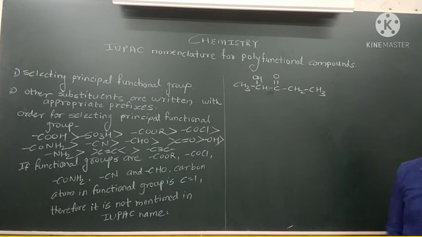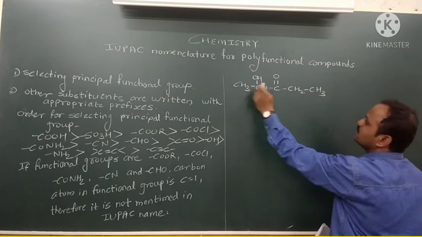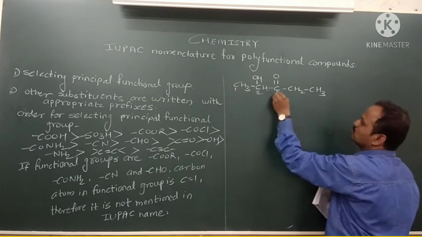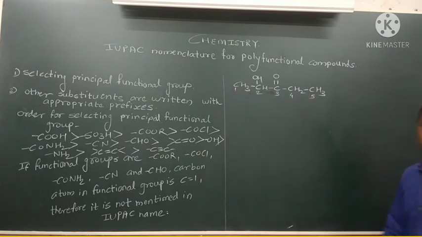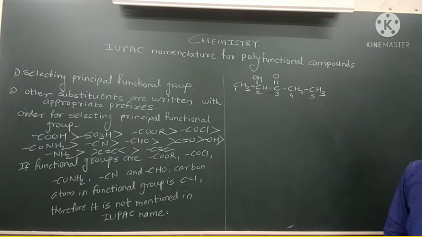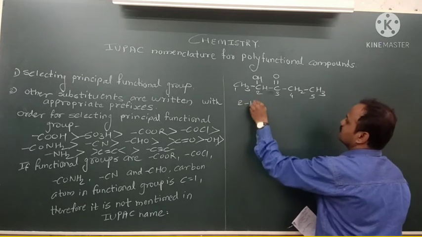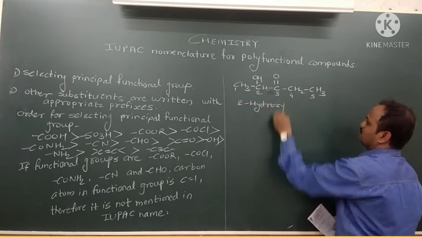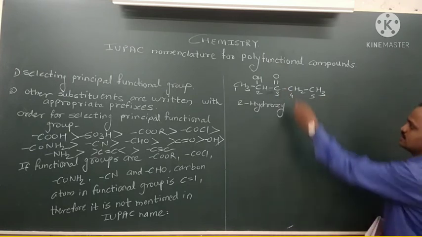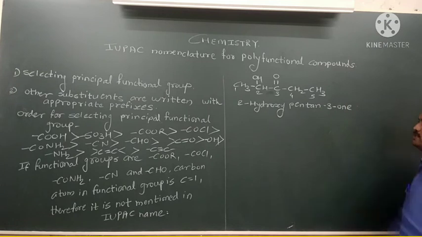By the lowest number rule, numbering 1, 2, 3, 4, 5 from left to right, this carbon carries the second number. On the second carbon there is an alcoholic functional group acting as a substituent. Therefore 2-hydroxy. 2-hydroxypentan-3-one will be the name of the compound.